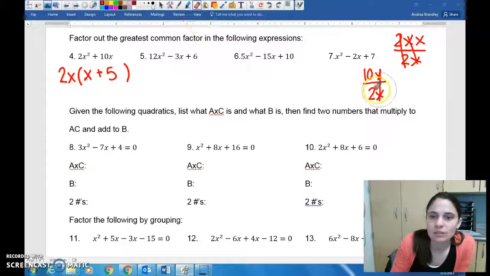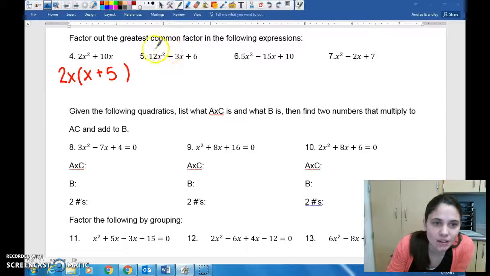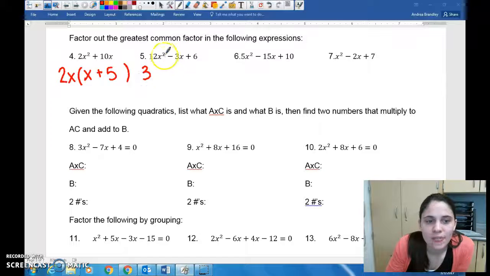So let's use that same idea on 5, 6, and 7. Number 5, I have 12, 3, and 6. So the number 3 goes into all of those numbers. And then I have an x squared and x, but this doesn't have an x attached to it, so I can't pull any x's out. So I'm going to go ahead and do my dividing.